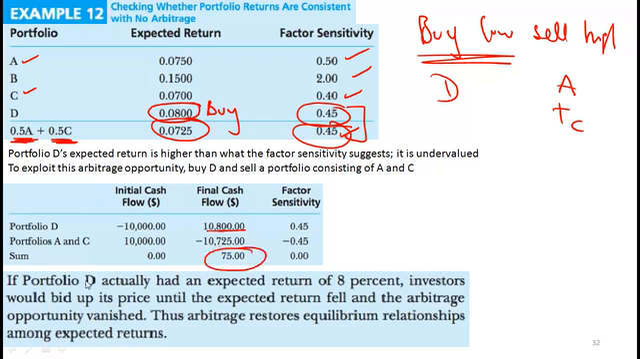And then the curriculum says if portfolio D actually had an expected return of 8%, investors would bid up its price until the expected return fell and the arbitrage opportunity vanished. Thus arbitrage restores equilibrium relationships among expected returns. Okay, nothing too difficult over here. Just go through the mechanics of this and make sure you can do your arbitrage transaction.